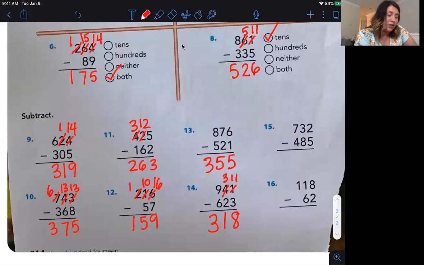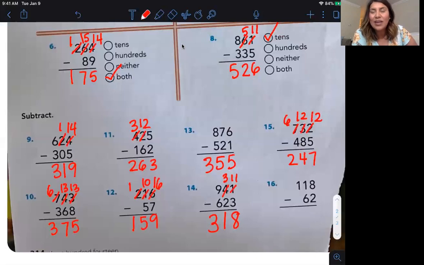Nope, we can't do it. So let's borrow. 3 becomes a 2. Our 2 becomes a 12. 12 take away 5 is 7. 2 take away 8. Got you. Can't do it. Let's borrow again. 7 becomes 6, and we're going to give it 10 tens. So now 12 take away 8 is 4. 6 take away 4 is 2. Are you with me, friends? 247. So many steps, right?